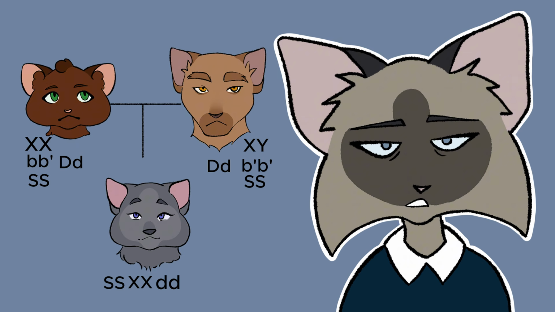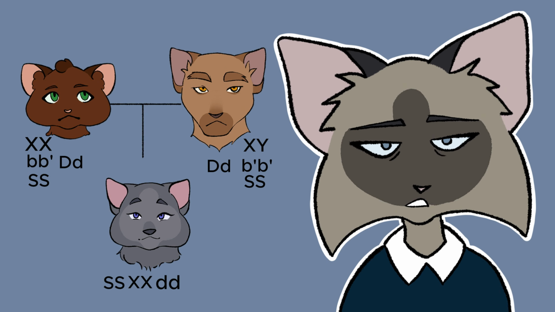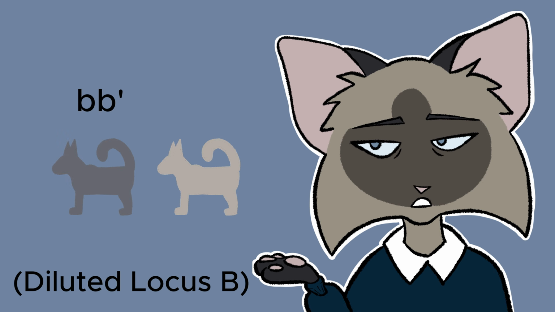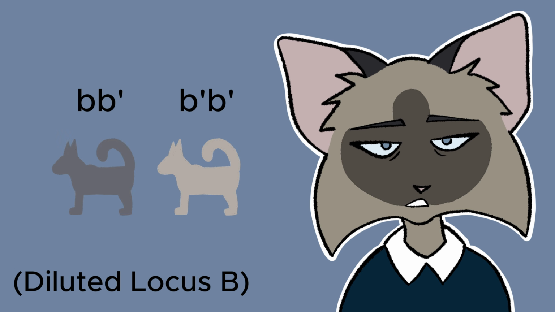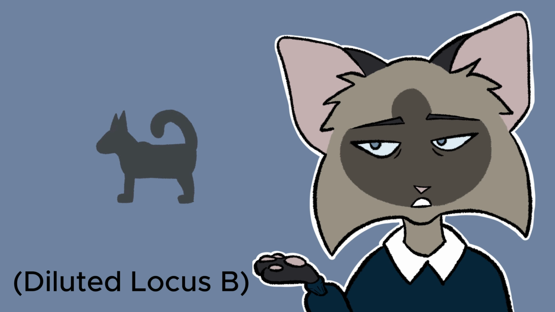So now that we know that she has that dilute gene, let's go ahead and look at the chart with just the two options that she has for her locus B, and that would be little b prime and B prime. Now in this case, she doesn't have the option for gray, because remember, gray would be if she had at least one big B allele, and she doesn't.